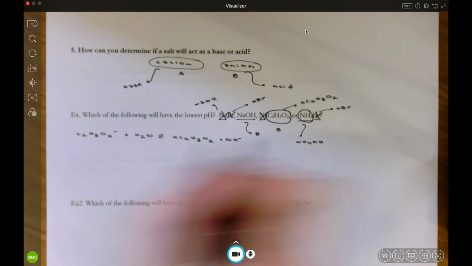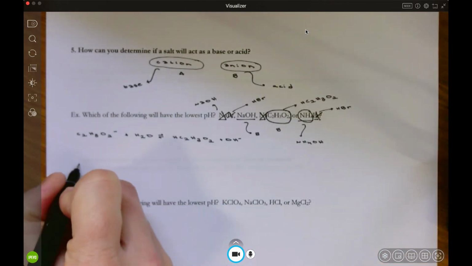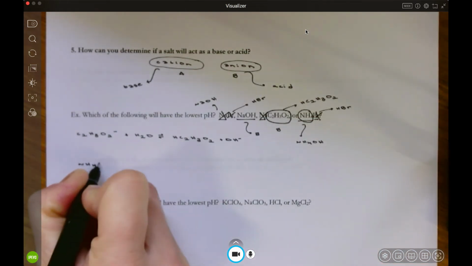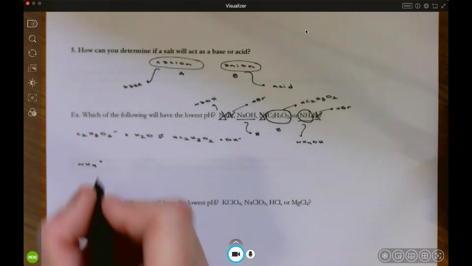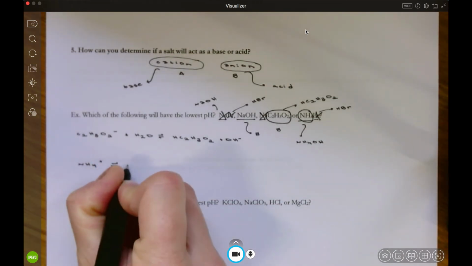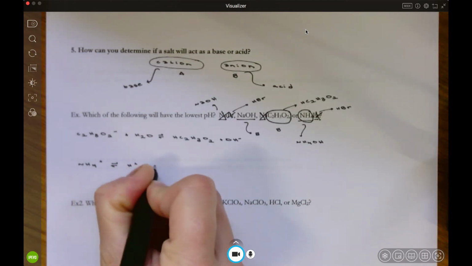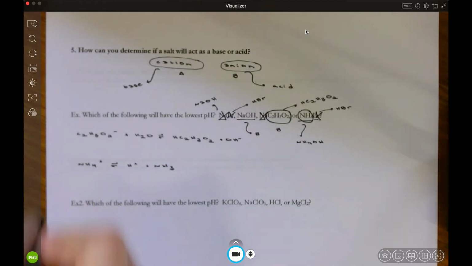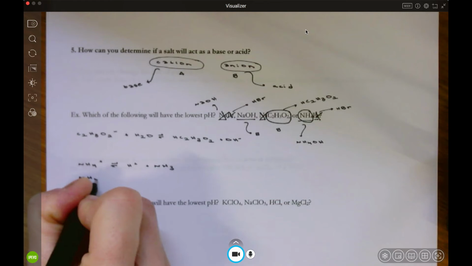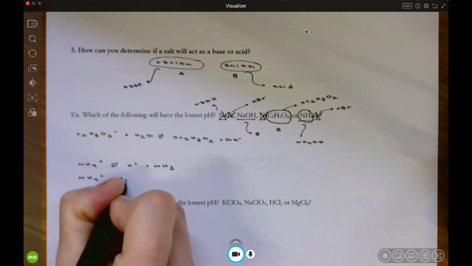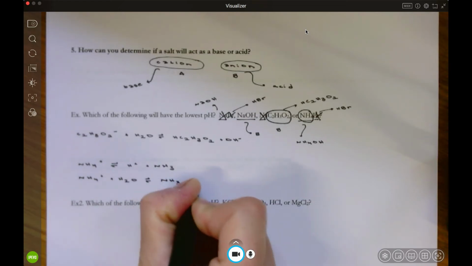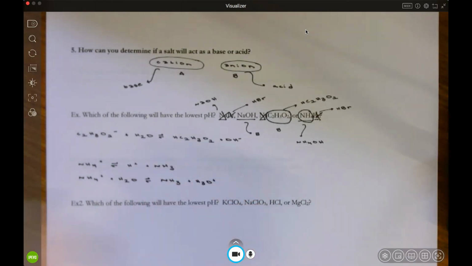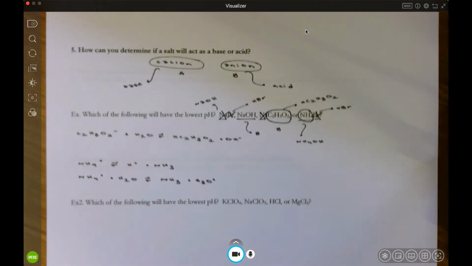For NH4Br, since NH4 plus will act like an acid, you're going to do a weak acid dissociation reaction. So H plus and NH3. Or you could write this with water if you wanted to. Either way, that's what happens. Let's look at the second example.